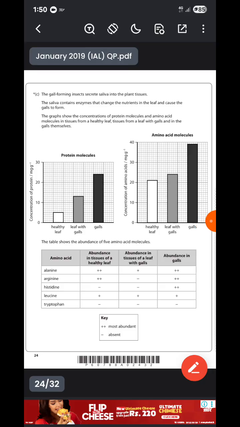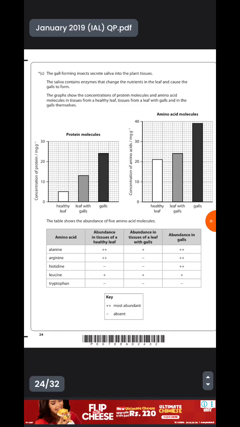Okay. So the gall forming insects secrete saliva into the plant tissues. The saliva contains enzymes that change the nutrients in the leaf and cause the galls to form. Okay. So the graph shows the concentrations of protein molecules and amino acids molecules in tissues from a healthy leaf, tissues of a leaf with galls and in the galls themselves.